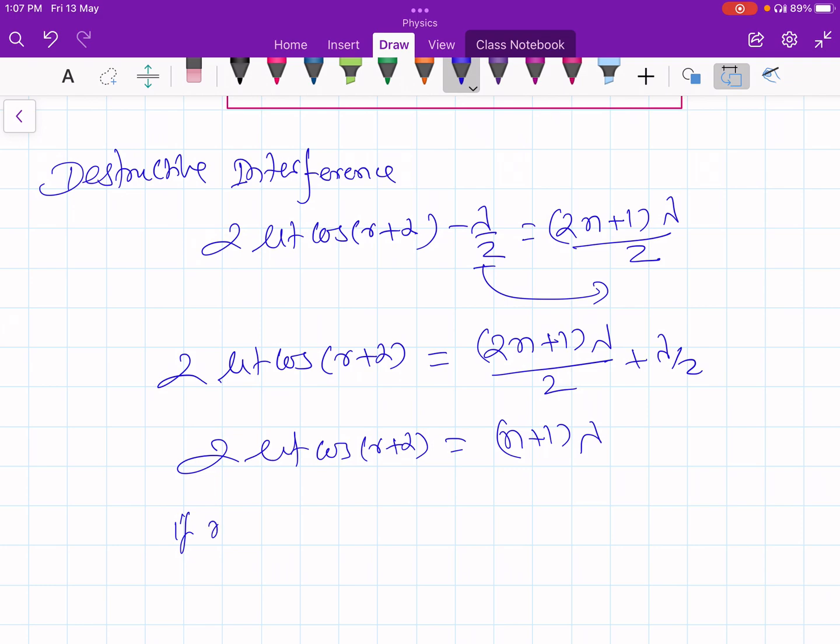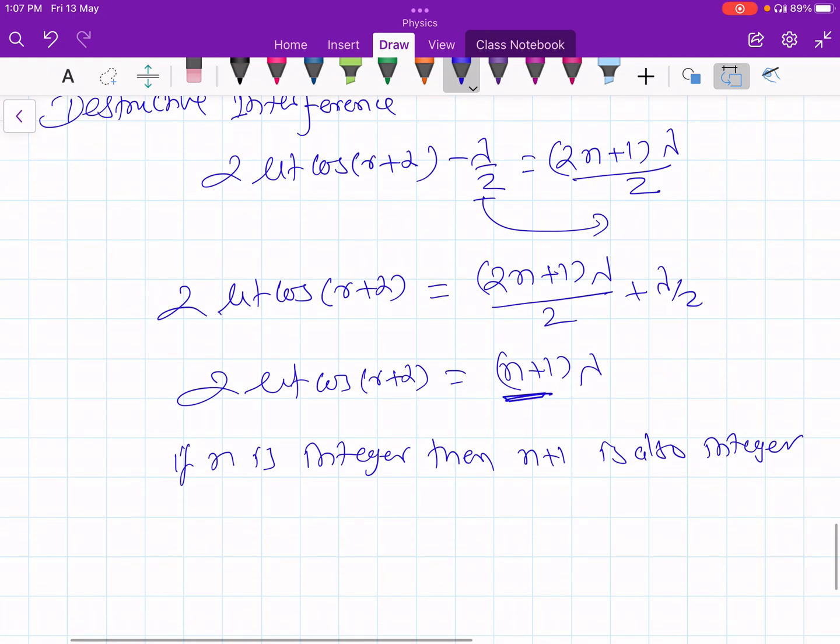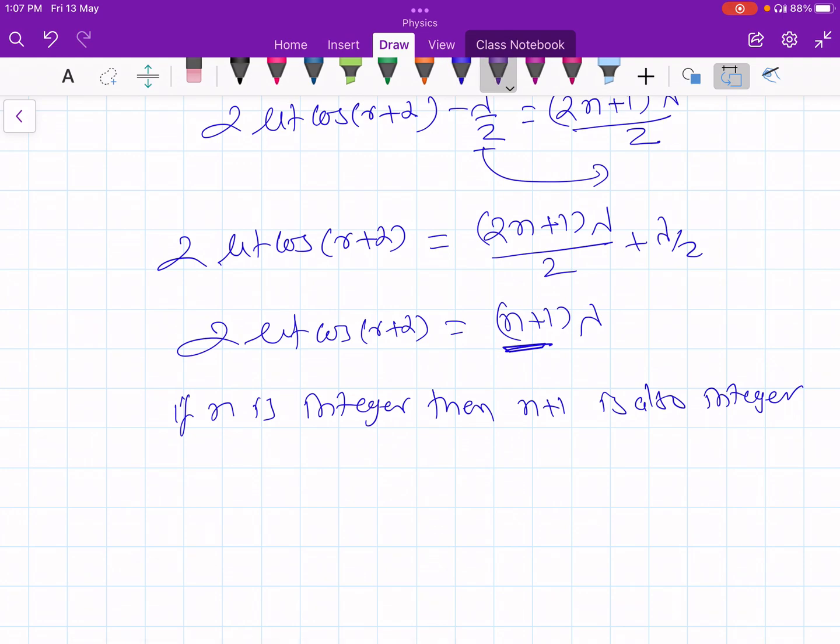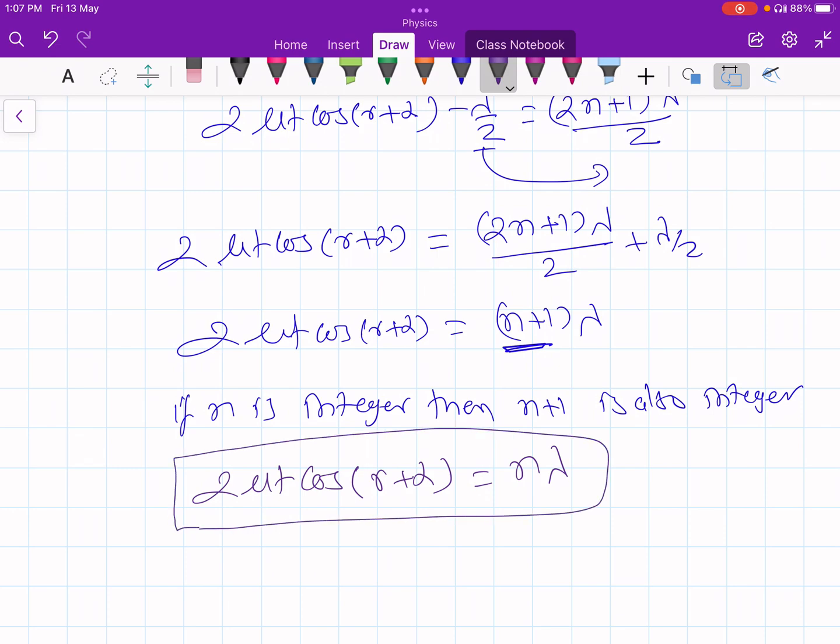But if n is an integer, then n plus 1 is also an integer. So instead of writing n plus 1 lambda, you can directly write n lambda. 2 mu t cos of r plus alpha is equal to n lambda. And this is the condition for destructive interference in the reflected light from the wedge-shaped film. So we got here the condition for constructive and destructive interference.